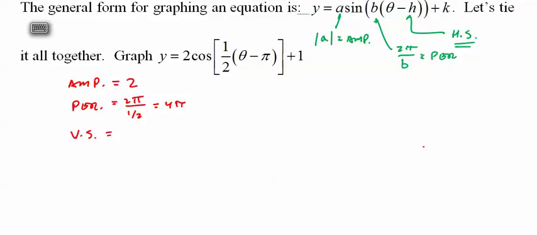Get that down. It'll save you so much aggravation in higher level math. Vertical shift is 1. Horizontal shift is pi to the right.